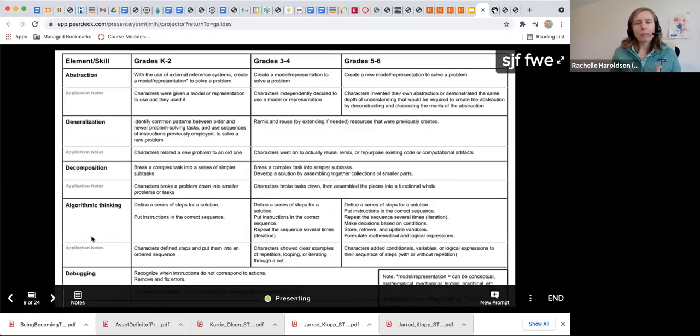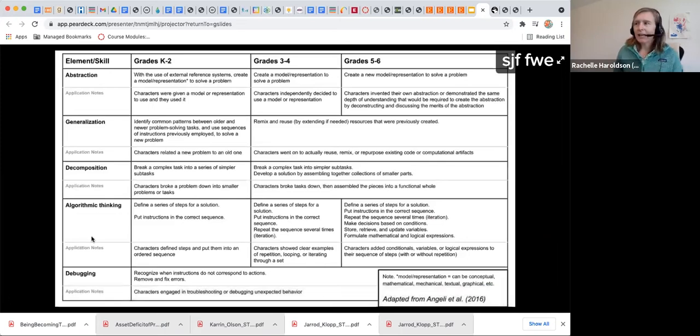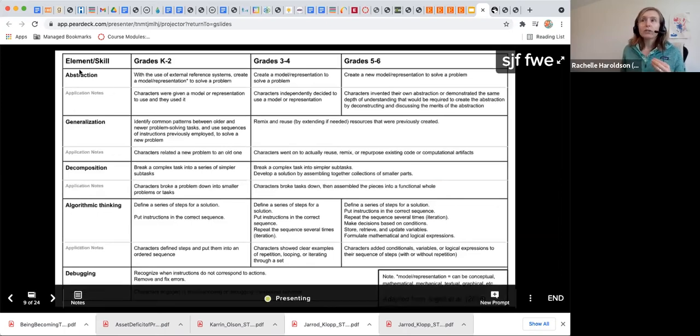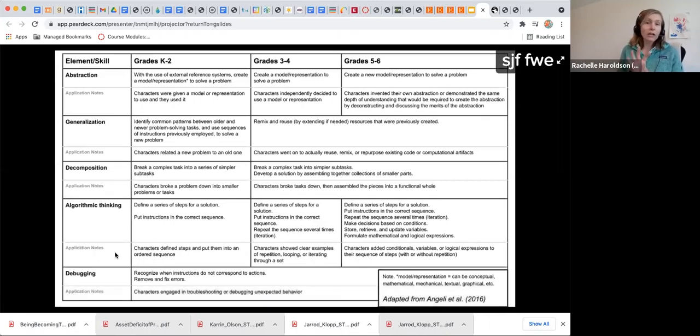So we used a framework designed by Angeli and colleagues that came out in 2016. They looked at some of the research around what computational thinking is and the different elements, and they narrowed this down to five elements: abstraction, generalization, decomposition, algorithmic thinking, and debugging. These are the five skills or elements they used in designing their computational thinking framework, so these would be the elements of computational thinking we would want to see integrated at the K-12 level.